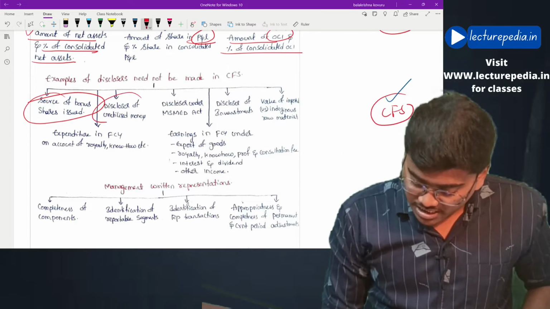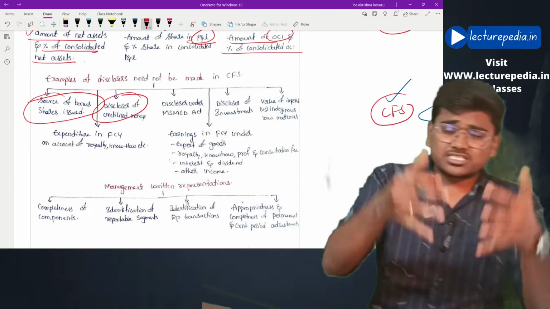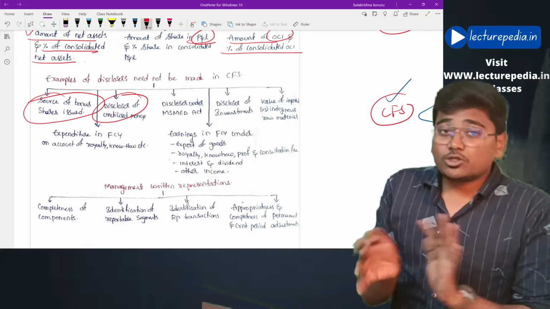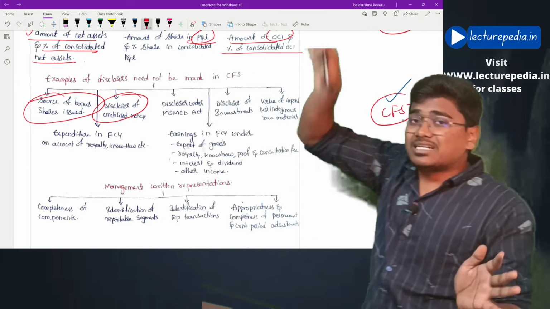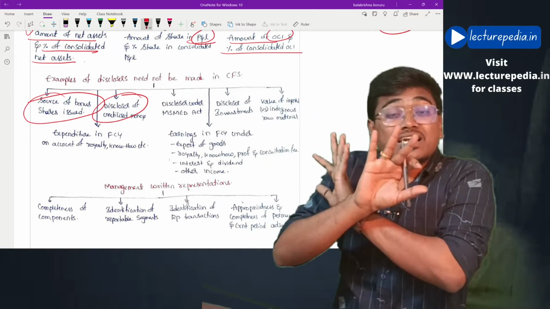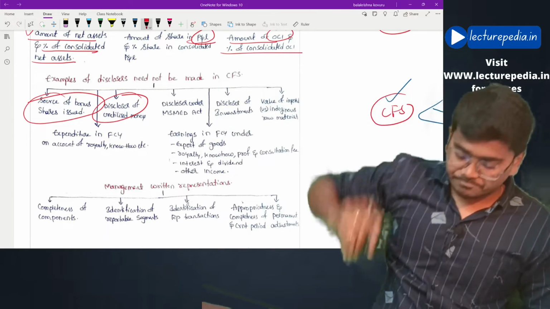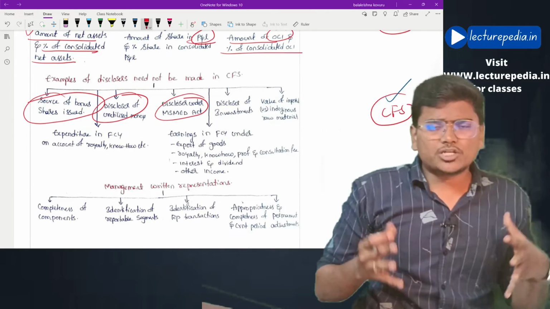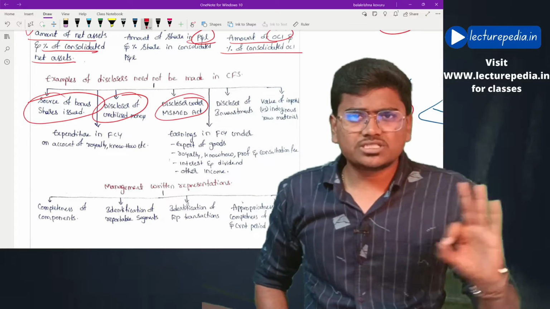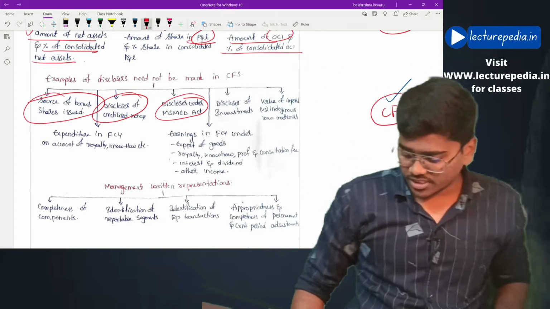In the same way, disclosure of unutilized money. If you have raised money from IPO, FPO, and you have not utilized them and you have placed them in certain investments, then that disclosure need not be given in consolidated. You will be giving the disclosure in the standalone. Next, disclosure related to the micro small MSME Act. Even those disclosures need not be given in the consolidated financial statements.